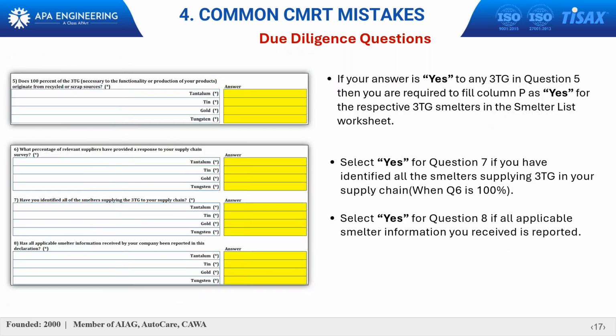Q5 is related to recycled or scrap source. So if your answer is yes to any 3TG in question 5, then you are required to fill the column for the respective 3TG smelter in the smelter list worksheet, and select yes for question 7 if you have identified all these smelters supplying 3TG in your supply chain, which means Q6 is 100%. And select yes for question 8 if all applicable smelter information you received is reported in the CMRT. Next slide.